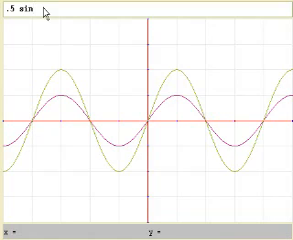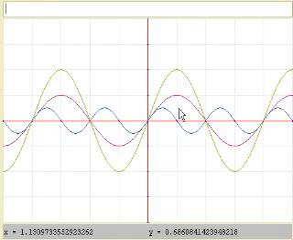And similarly, we can look at 0.5 sine of 2x. Interesting. So now it only goes up to 0.5 and down to -0.5. So its amplitude is half, or 0.5, and it also oscillates twice as fast as the sine function because it was 0.5 sine of 2x.